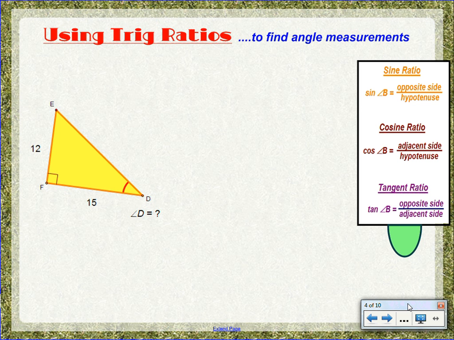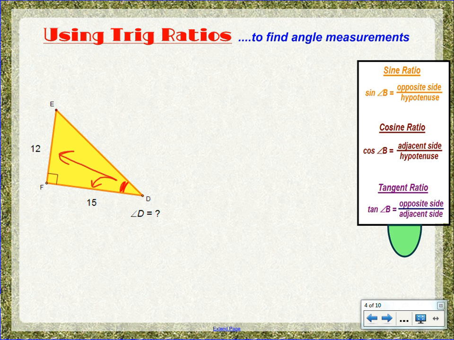So let's take a look here. Angle D, it's the one I'm looking for, so that's going to be my reference angle. And according to angle D, I need to look at which two sides I have. I have 12. According to D, which side is 12? Did you say the opposite side? You would be correct. 12 is the opposite side to D. And what about 15? 15 is the adjacent side. It's right next to D, and it's not the hypotenuse. Again, it's the one that's next to D that's not the hypotenuse.